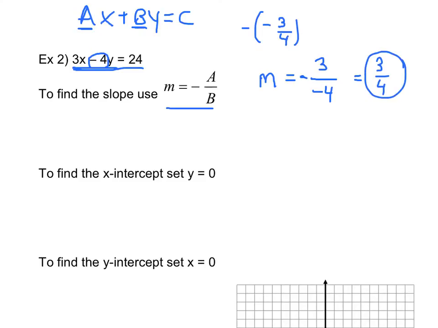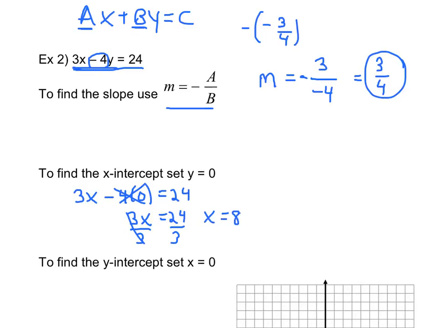To find the x-intercept, we want to set y equal to 0. So I have 3x minus 4, instead of the y, I set the y equal to 0, equals 24. So this just cancels out. Then I get 3x equals 24, and then I divide by 3. So x is equal to 8. So the x-intercept would be the point where x is 8 and y is 0, and this is your x-intercept. All right, let's find the y-intercept now.